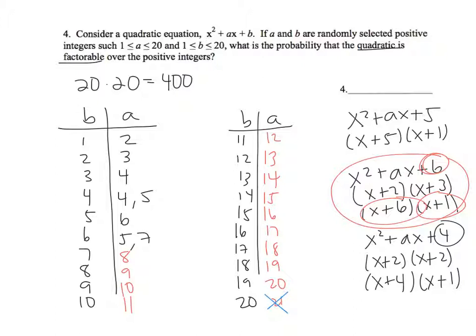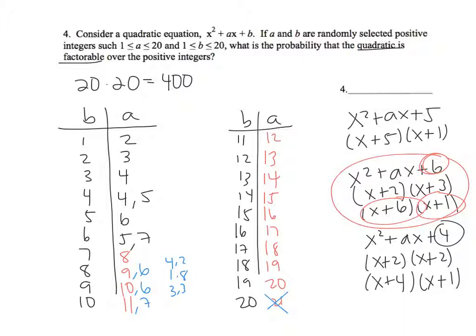Now the interesting cases happen when you have a b that is composite, not prime. So for example, when b is 8, that's 4 times 2 and 1 times 8. 4 times 2 would give me an a value of 6. For 9, I have 1 times 9, which is 10, and I have 3 times 3, which again will give me a 6. For 10, I have 1 times 10, which is 11, and 5 times 2, which is 7.